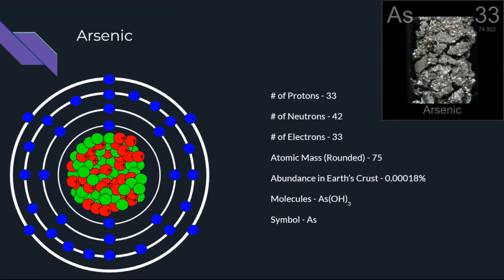And that element is arsenic, which comes right after germanium in the periodic table. The number of protons and electrons are 33, and the number of neutrons are 42, making the atomic mass rounded to 75. The abundance in Earth's crust is a little bit more by just 300,000. Yeah, that's a really small amount. Although the places after the decimal could go all the way to infinity. Molecules include AsOH3 and As.